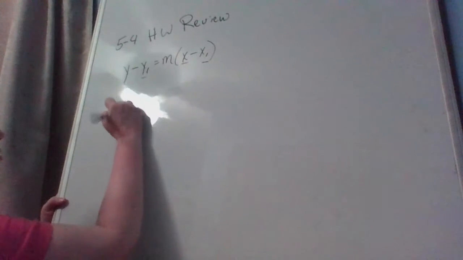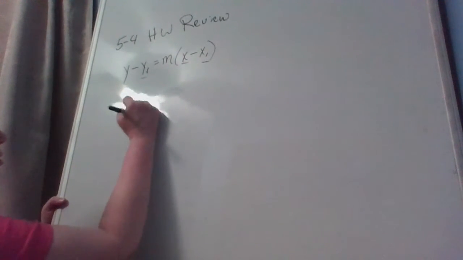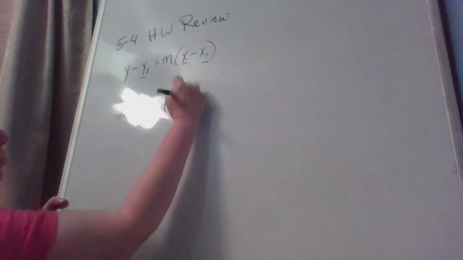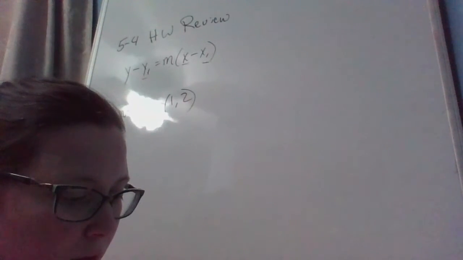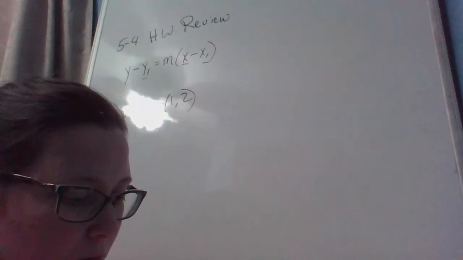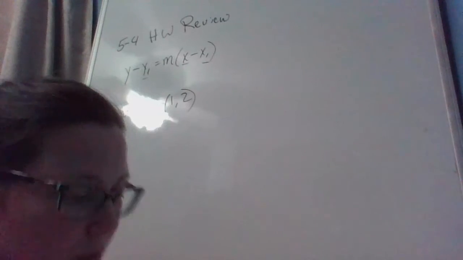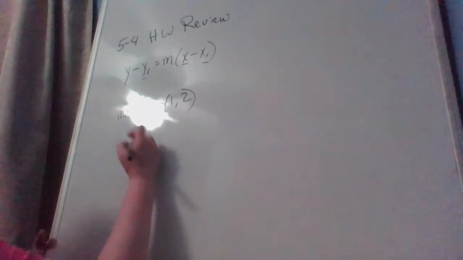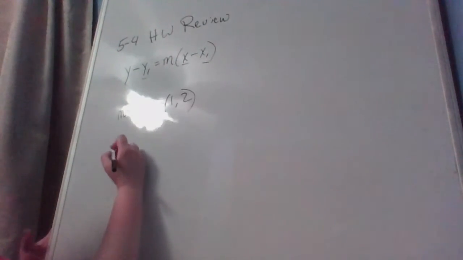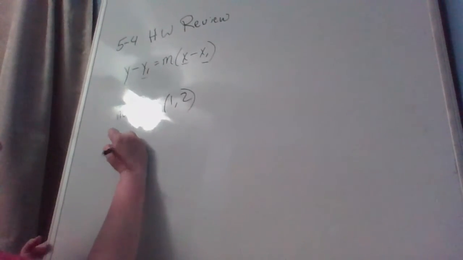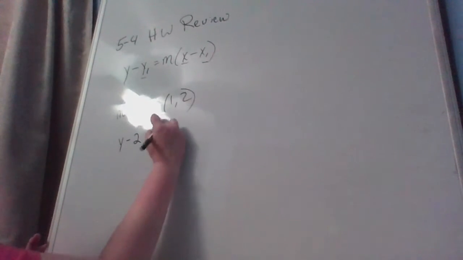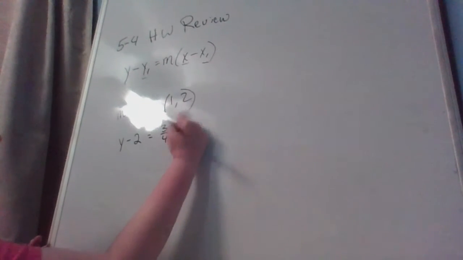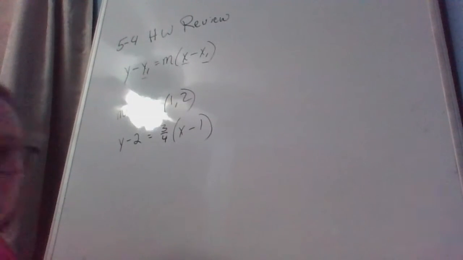Which means that my slope is 3/4, and my point is 1, 2. I think that's what I said. Yep. So if I'm putting that into point slope form, I would say y minus 2 equals 3/4 times x minus 1. There you have it.